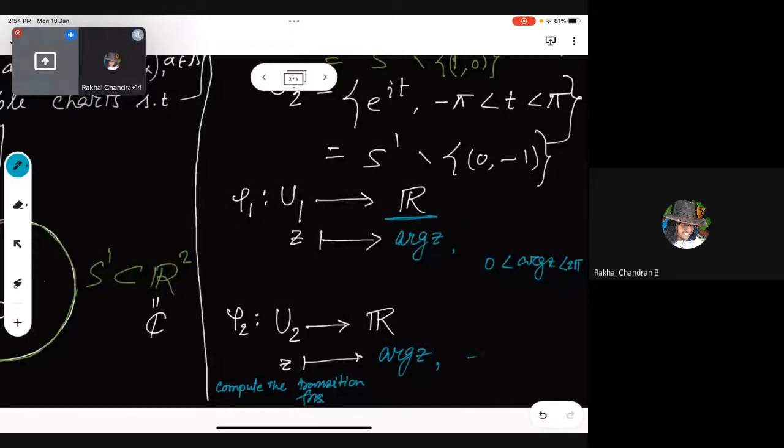Here this arg varies from minus pi to pi. So it is the argument function, and that is actually e to the power i t goes to t. It's the same function; t is the argument. But where does it induce from? That actually comes from the logarithm. That's why I mentioned log. All right, let's go to the next one.